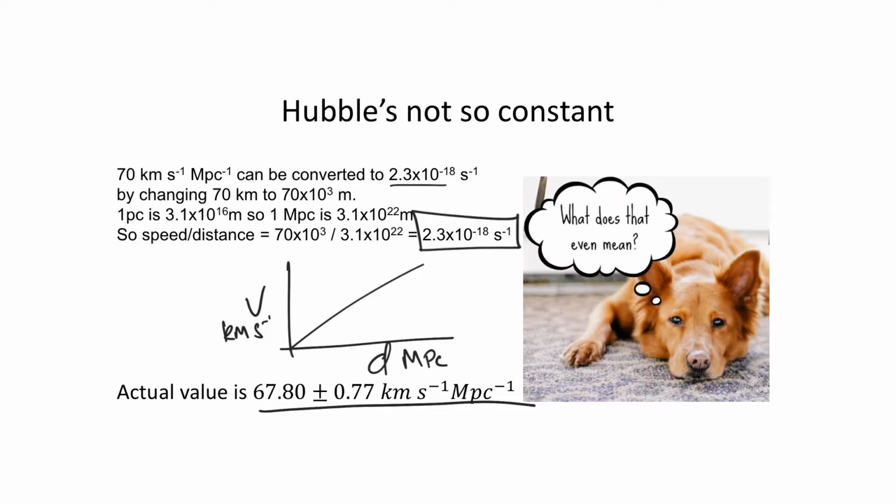So now on to the question that the dog's asking. What does that even mean? So what I'd like you to do is have a think. What does the Hubble value here tell us? What does it mean to be 70 kilometres per second per megaparsec? So have a little think, and when you're ready, resume by pressing play.